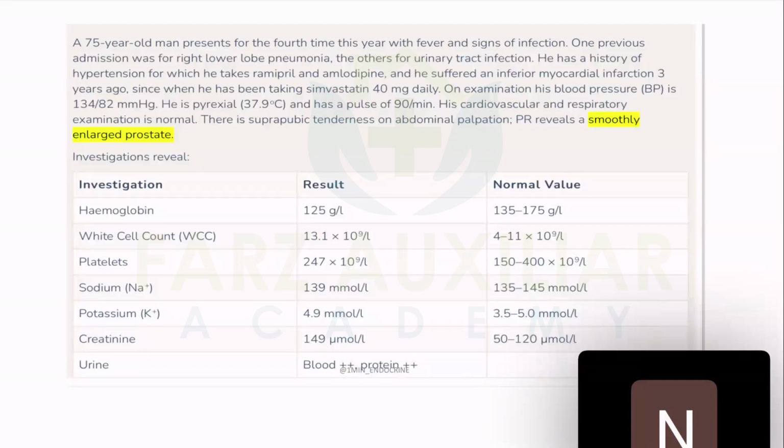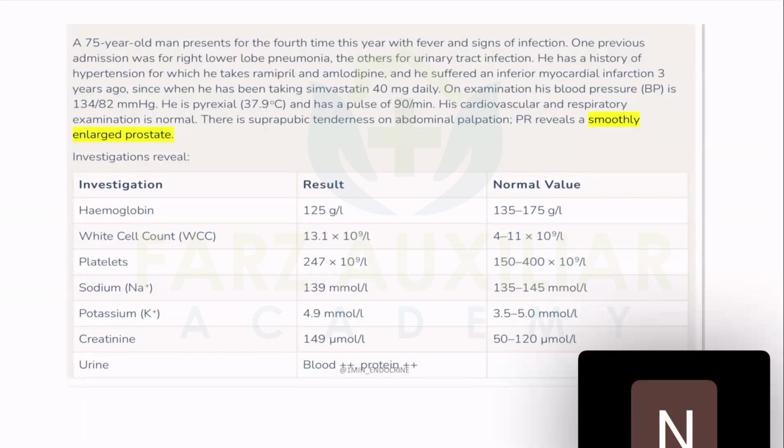So what they have told here, they told us a 75-year-old man who has got recurrent symptoms of fever and infection, 4th time. He has right lower lobe pneumonia. The others were for UTI. So the 4th time, some were for pneumonia, others were for UTI. So not every one of them was for UTI. There's a history of hypertension for which he takes 2 medicines. He suffered an inferior myocardial infarct 3 years ago, since when he had been taking simvastatin.